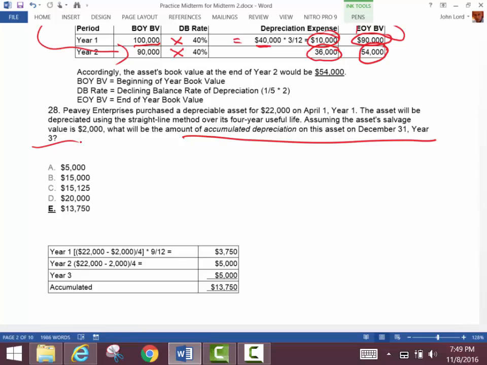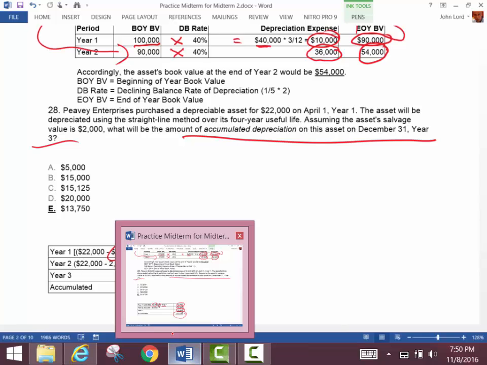Okay. So what happens? 22,000, and now I do subtract out the salvage value, right? Divide that by the 4-year life, and since they bought that asset on April 1st, it was only being used for 9 months. All of April, all of May, all of June. Count on your fingers, right? So for the first year, I only take 9/12. That's 3,700. In year 2, I take the full depreciation, and I take the full depreciation in year 3, don't I? And so the accumulated depreciation would be that total at the end of year 3. Right?